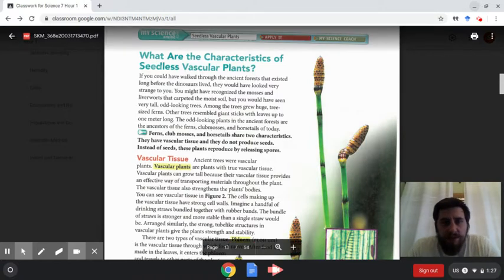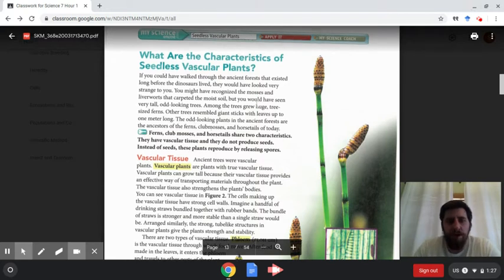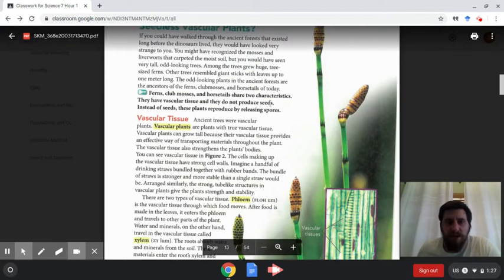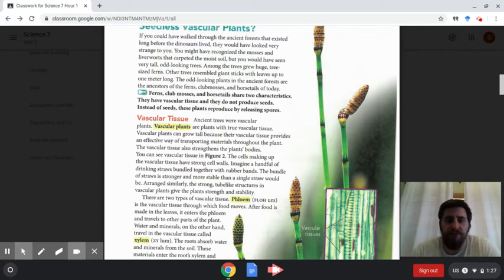If you could have walked through the ancient forests that existed long before the dinosaurs lived, they would have looked very strange to you. You might have recognized the mosses and liverworts that carpeted the moist soil, but you would have seen very tall, odd-looking creatures and trees. Among the trees grew huge tree-sized ferns. Other trees resembled giant sticks with leaves up to 1 meter, or about 3 feet, long. The odd-looking plants in the ancient forests are the ancestors of the ferns, club mosses, and horsetails of today. Ferns, club mosses, and horsetails share two characteristics.